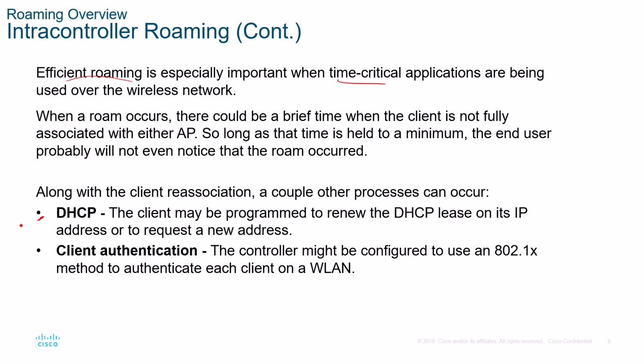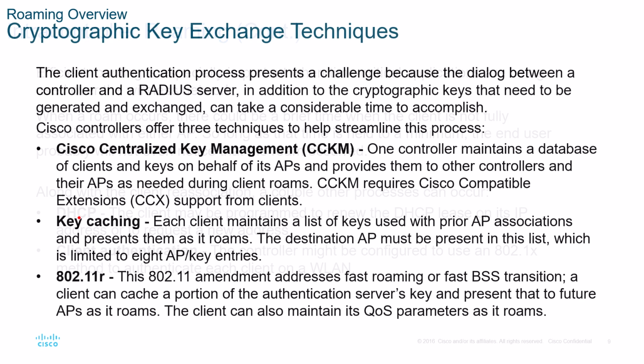What are some reassociations that might occur? Sometimes DHCP, and there could be client authentication. The controller might be configured with 802.1X, so that would cause an additional delay. Also, the WAPs or the client could be programmed to grab a new address through DHCP if they're roaming, and at the appropriate time, having to request a new address. So these are things that could add an additional layer of delay. In reality, I've not really seen a lot of companies use 802.1X. Great in theory, but I don't really see it used as often as it should be.